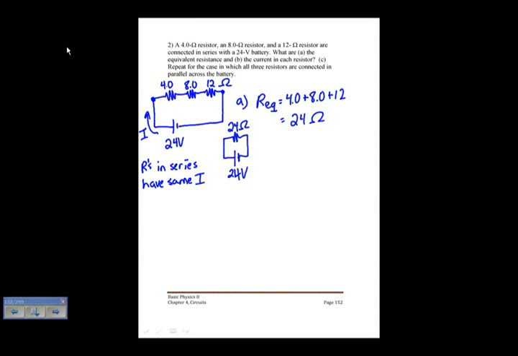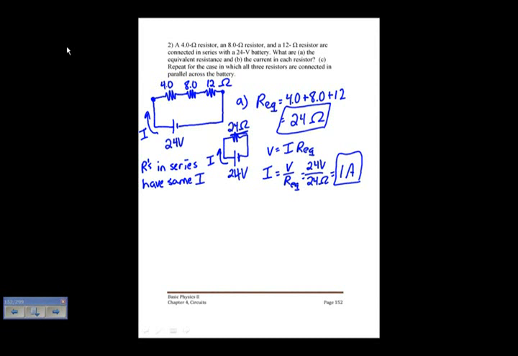It doesn't split up. So I can calculate this current, and it's going to be the same as the current in each resistor. So V is equal to I times R equivalent. And so I through this resistor is equal to V over R equivalent, which is 24 volts over 24 ohms. That's equal to 1 amp, and that's our answer. 24 ohms is our equivalent resistance, and our current is 1 amp for each of the 3 resistors.